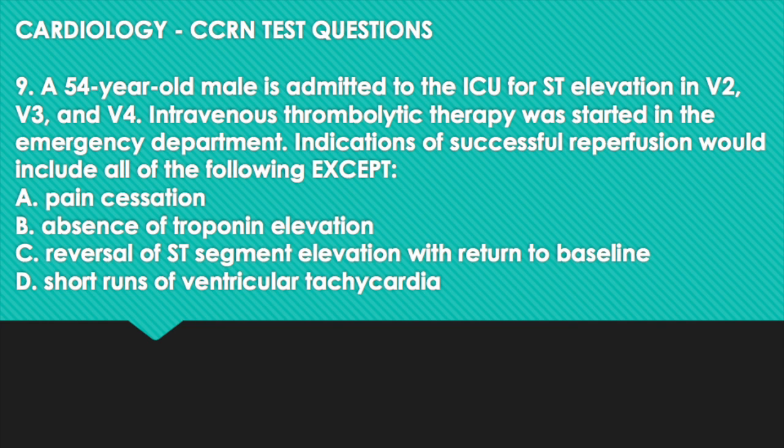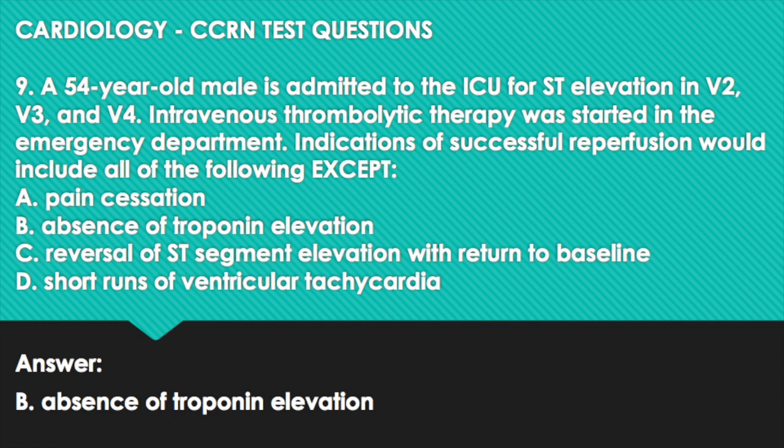Our next question. A 54-year-old male is admitted to the ICU for ST elevation in the V2, V3, and V4 leads. Intravenous thrombolytic therapy was started in the emergency department. Indications of a successful reperfusion would include all of the following except: pain cessation, absence of troponin elevation, reversal of the ST segment elevation with a return to baseline, or short runs of ventricular tachycardia.